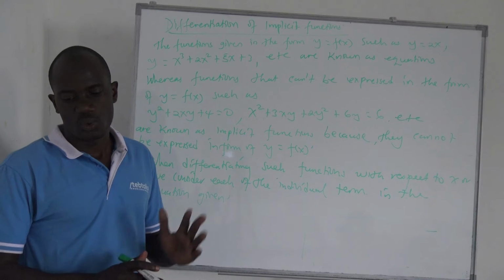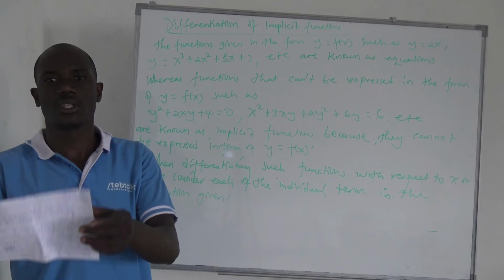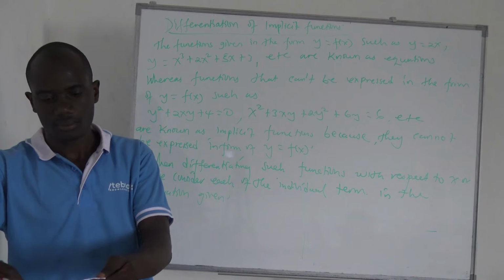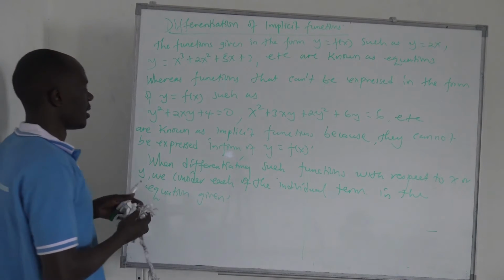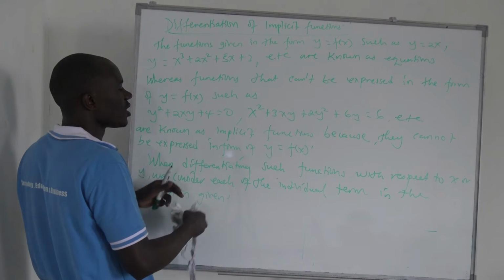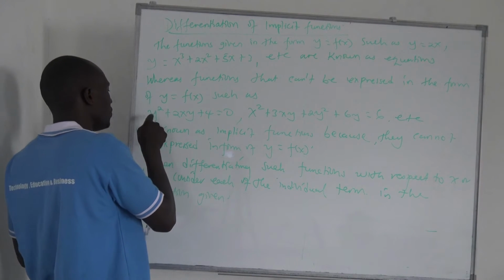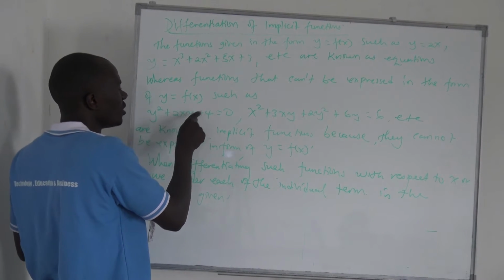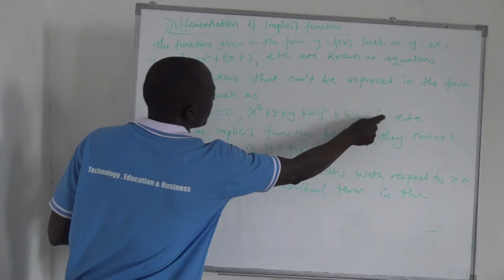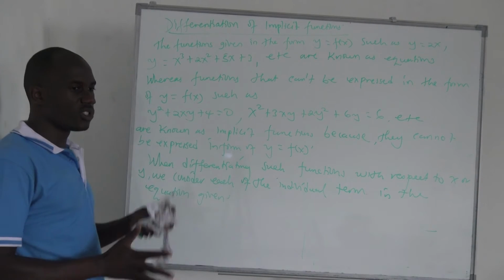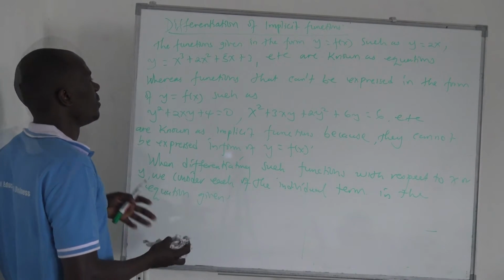So we are going to look at examples now. So we are going to be differentiating one by one. Like here, you see, differentiate this one alone, this one alone, this one alone, even that one. That's why I say you differentiate each of the terms independently.